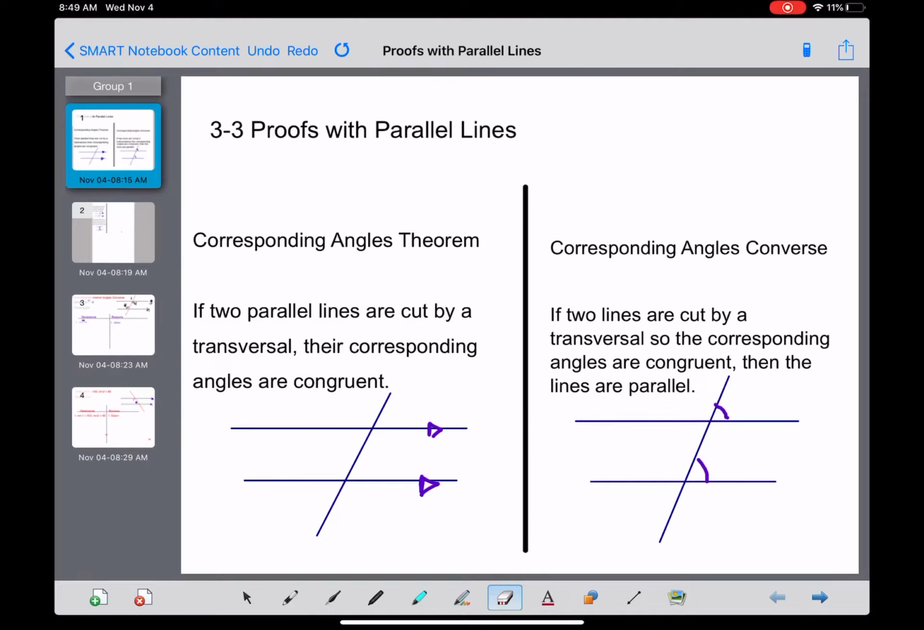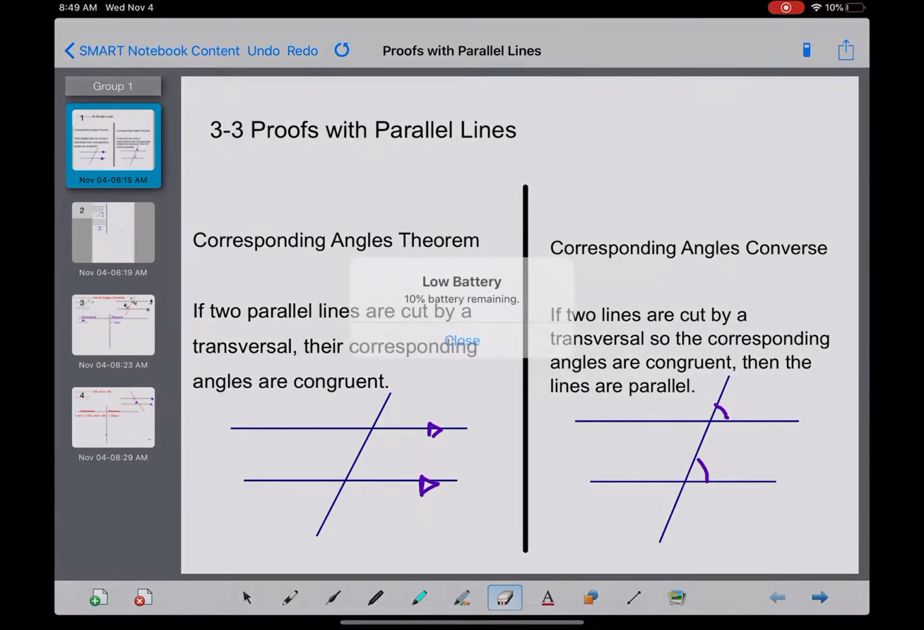We're going to wrap up 3.3 with doing a couple of proofs. In order to do these proofs, we have to go over converses of all of our different angles: corresponding, alternate interior, alternate exterior, as well as consecutive interior.